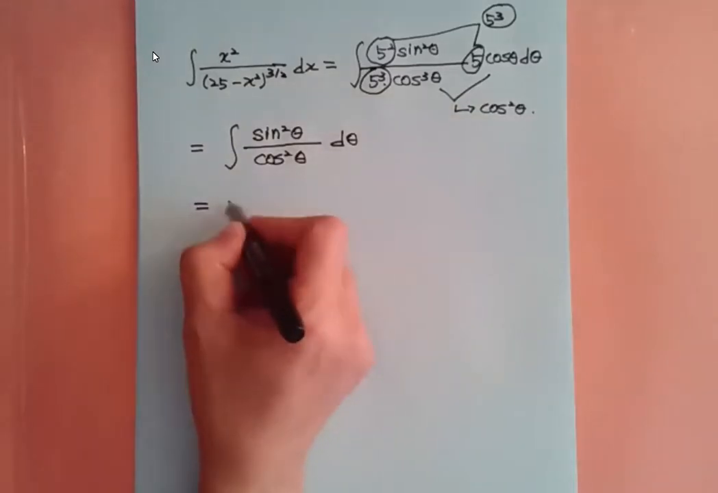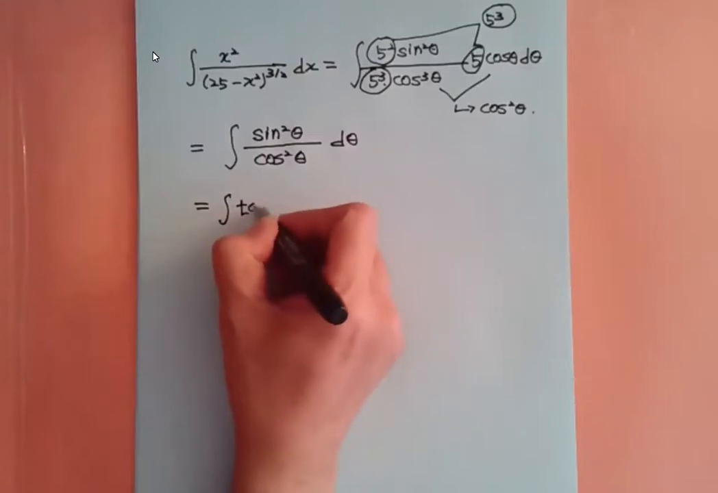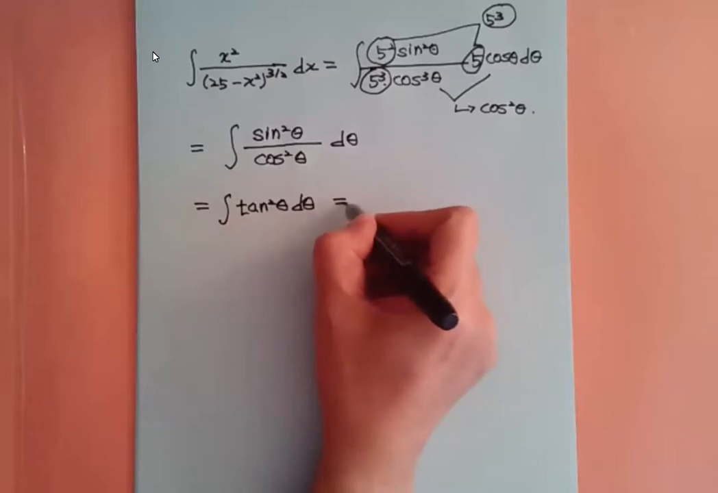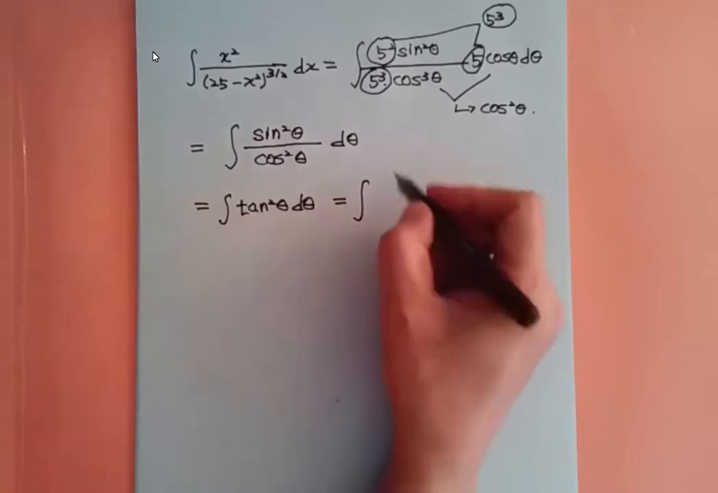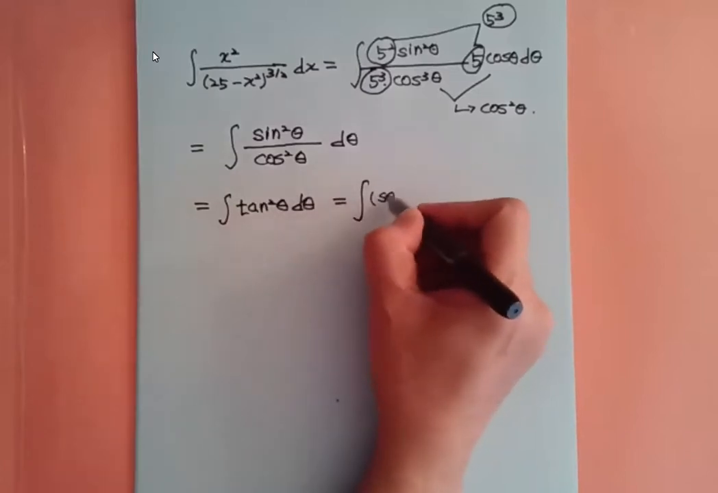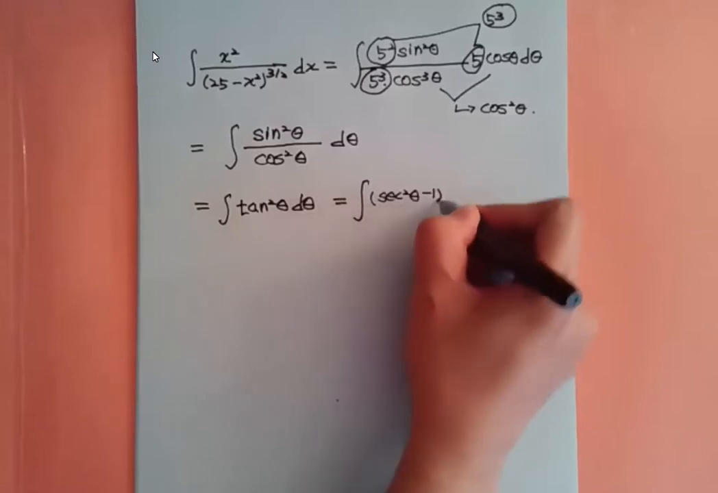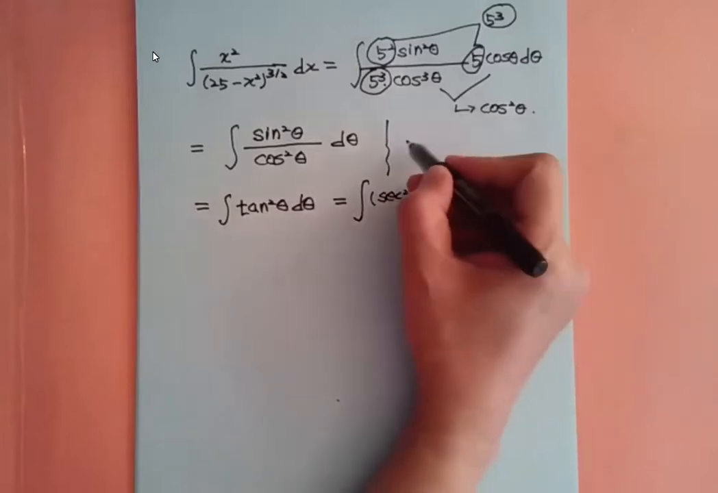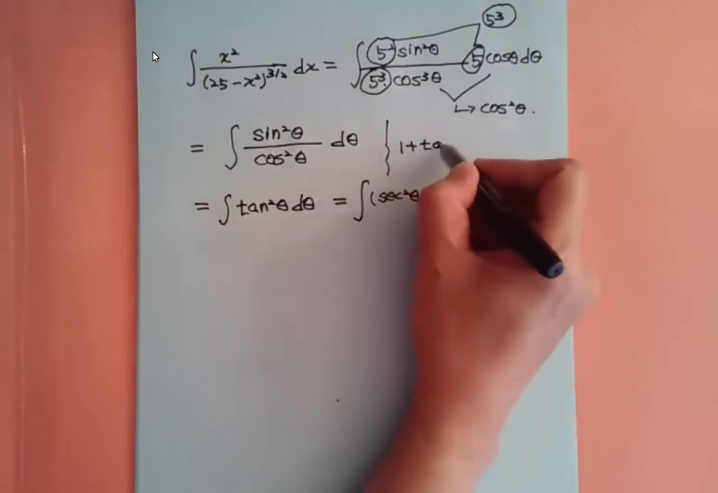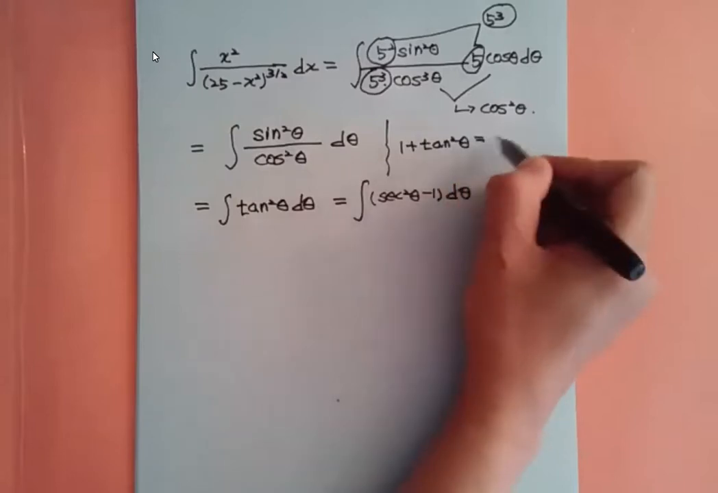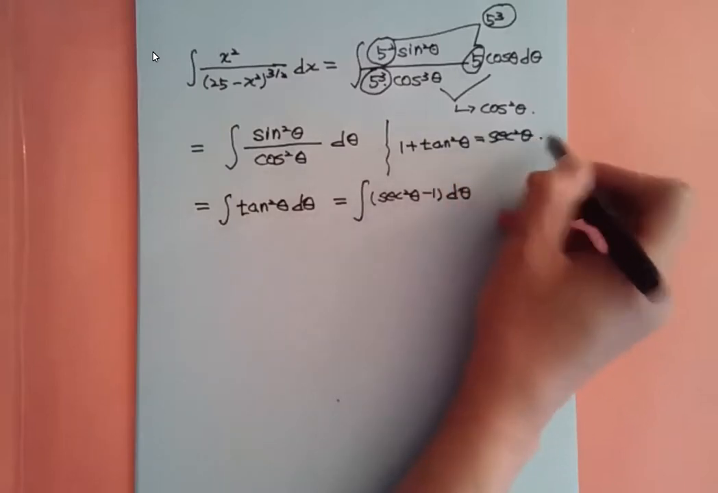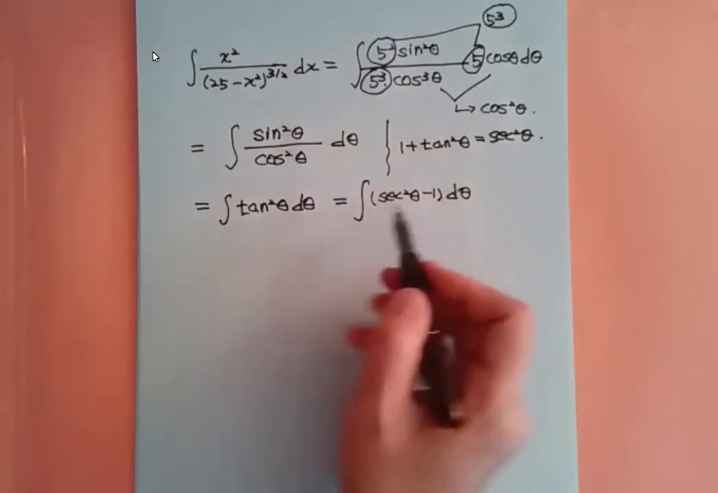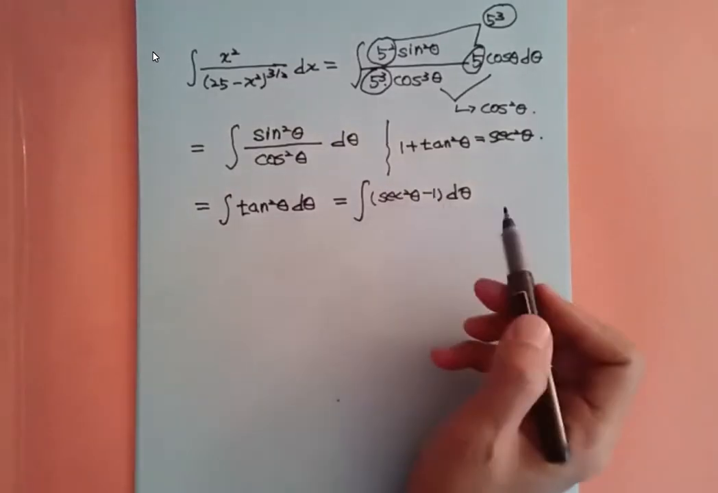So that becomes the integral of tangent squared of theta d theta. So we use the Pythagorean formula. That is the integral of secant squared of theta minus 1 d theta. Again, the Pythagorean formula we are using is 1 plus tangent squared of theta equals secant squared of theta. If we subtract 1 on both sides, then tangent squared becomes secant squared minus 1.